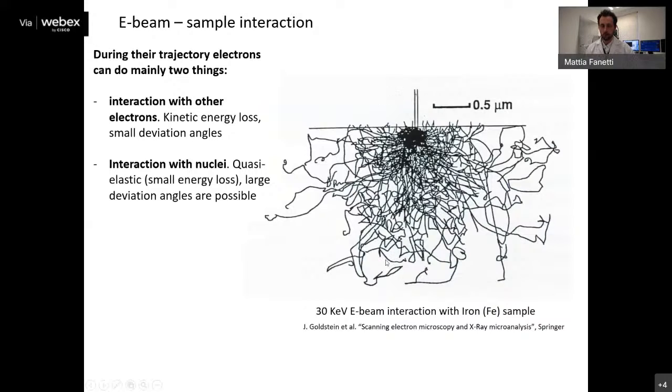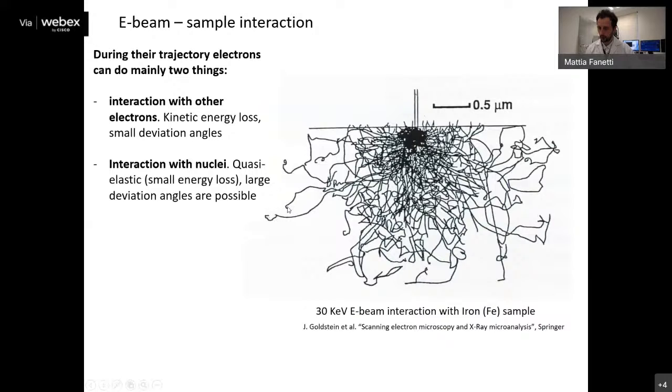This is a Monte Carlo simulation of a beam of electrons at 30 kilovolt. How they propagate, what are the trajectories inside a sample of iron, for example. Okay, and you see that the electrons, as soon as they come inside the sample, they start to diffuse in a trajectory. Okay, and in these trajectories, you can see that there are some small deviation, but also some sharp deviation, like here, for example, some kinks.